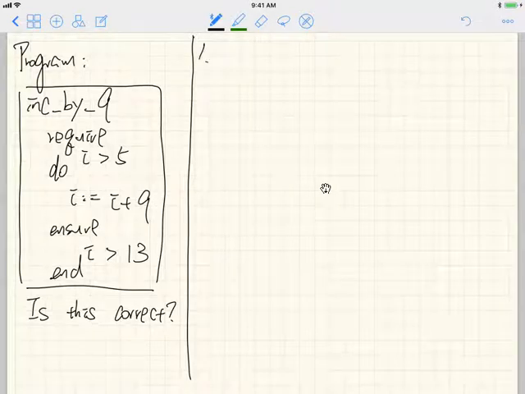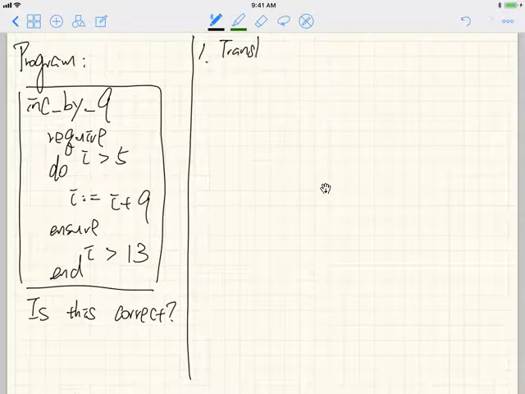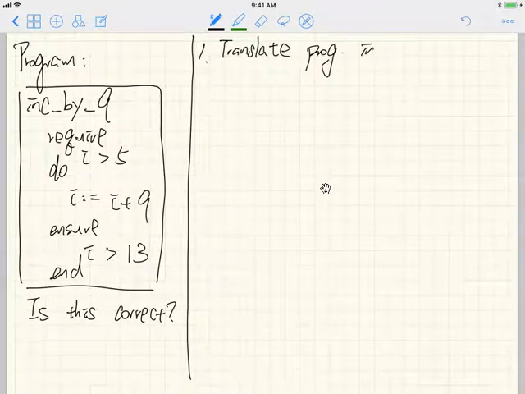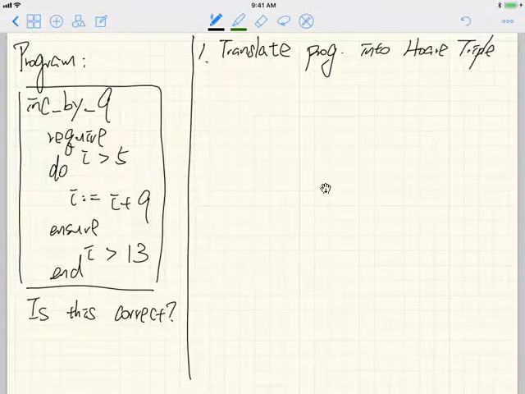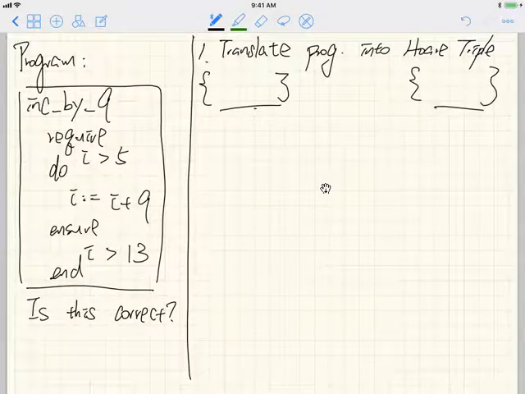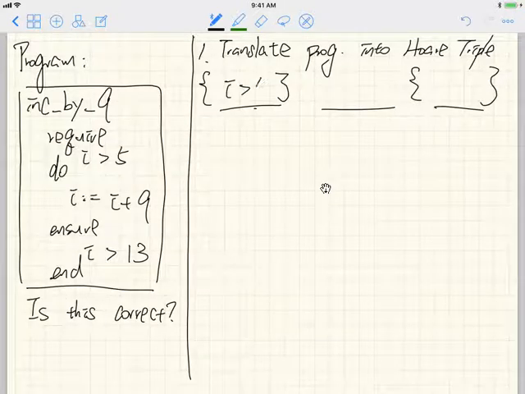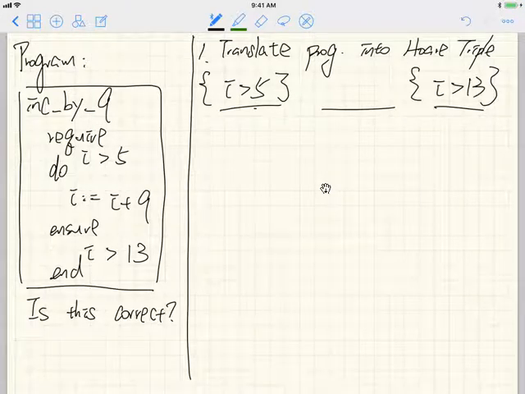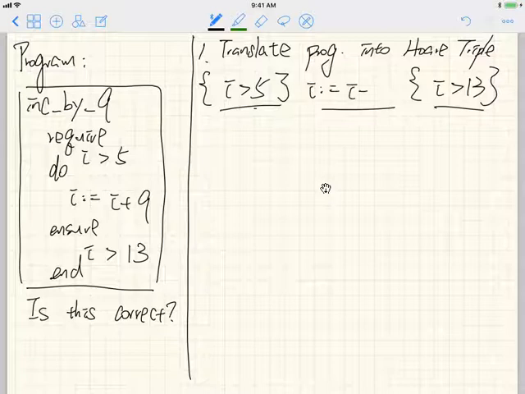First of all, simple. Translate the program into a Hoare triple. That one is very straightforward. Basically, you have two pairs of curly brackets over here, and then you put a precondition over here, a postcondition over here, and then you put the program over here. Let's do that translation very quickly. Precondition, I larger than 5. Postcondition, I larger than 13. And the implementation there, I is assigned to I plus 9.